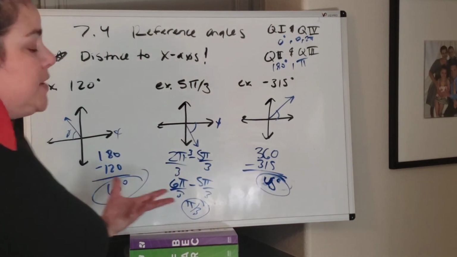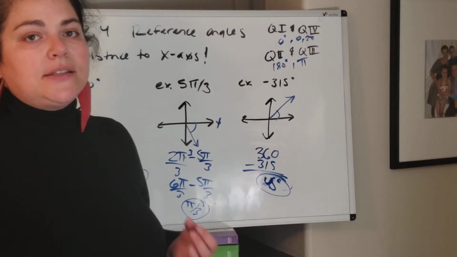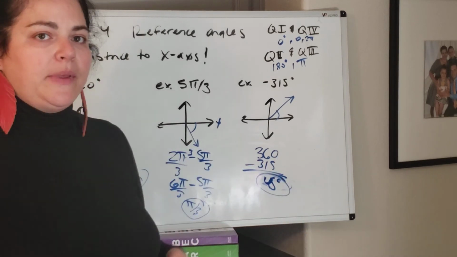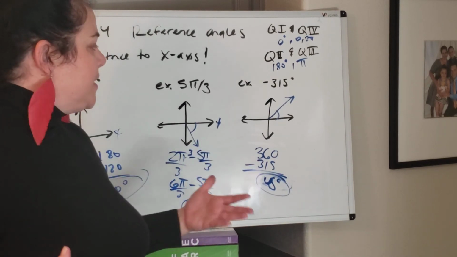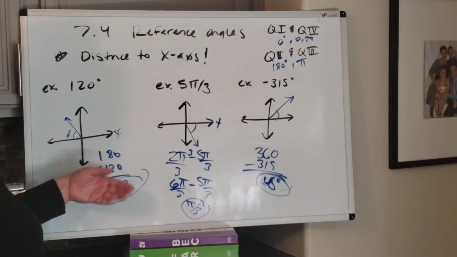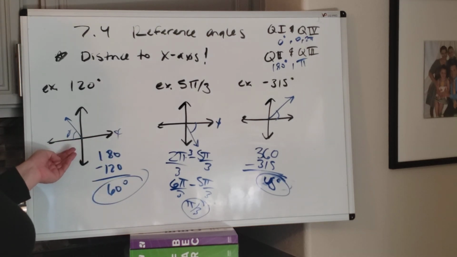So that's all there is to it. Reference angle is just your distance to the x-axis. It's always positive, however you manipulate the numbers to do that. And remember, the x-axis is either 0 or 360, or 180 pi, 2 pi.